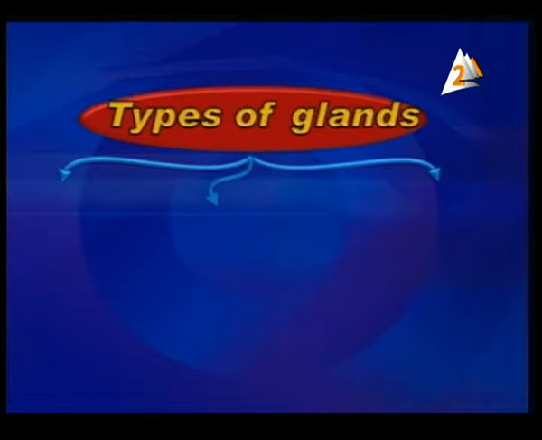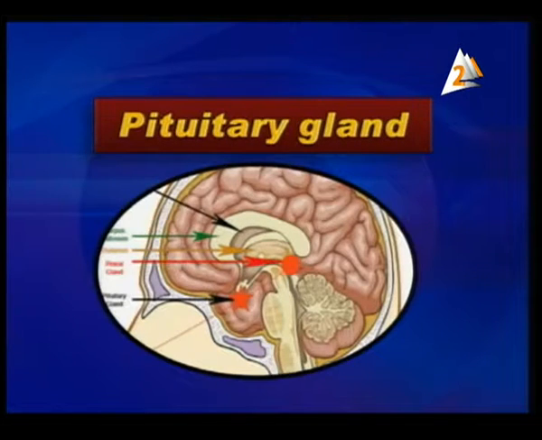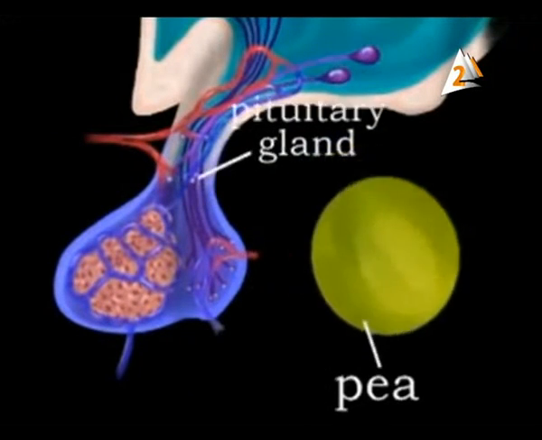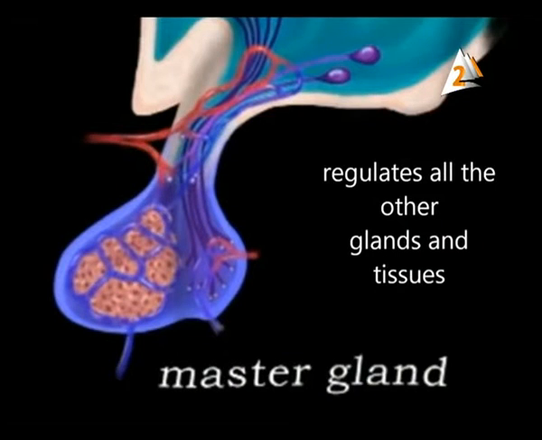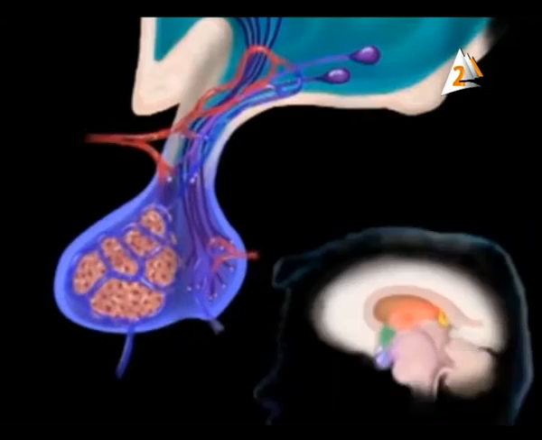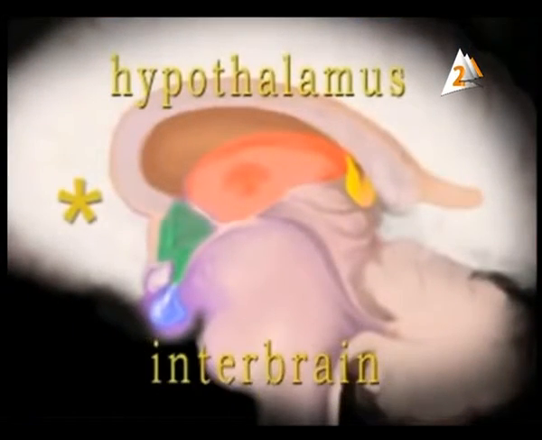Types of glands. There are three types of glands: endocrine gland, mixed gland, and exocrine gland. First we are going to study the endocrine system, and the first gland we are going to study is the pituitary gland. It is considered the master gland as it controls the functions and secretion of most of the endocrine glands. It is located beneath the brain and in connection with the hypothalamus.